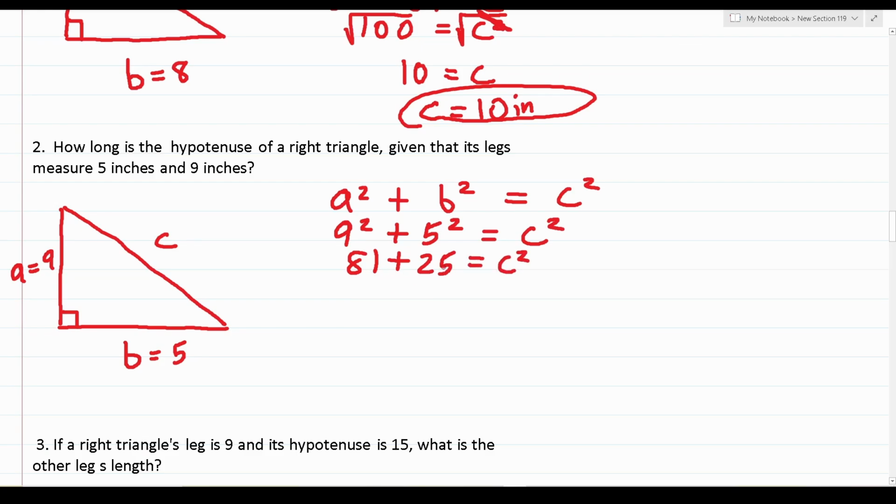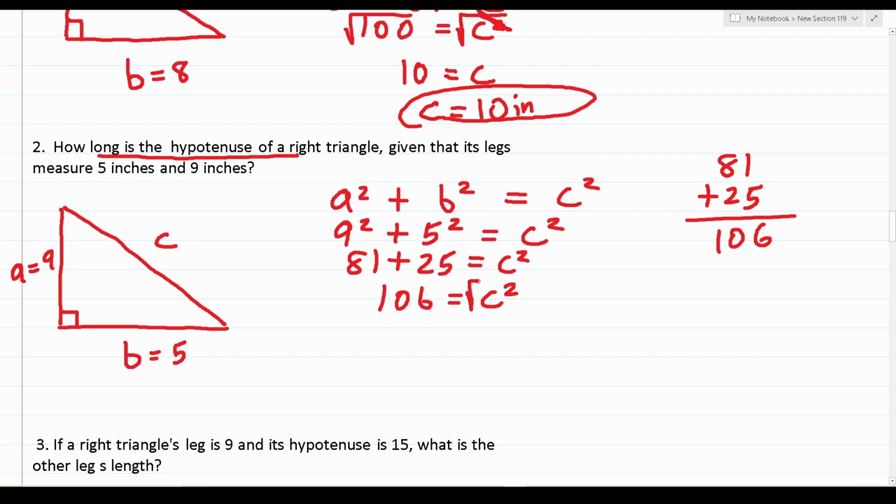Let's add these together off to the side so as not to make any mistakes here. 81 plus 25. 5 plus 1 is 6. 8 plus 2 is 10. So this is 106 equals c squared. Again, we want to know how long the hypotenuse is, which is c, not c squared. So we're going to have to take the square root of both sides to figure that out. This crosses out here, leaving you with c.